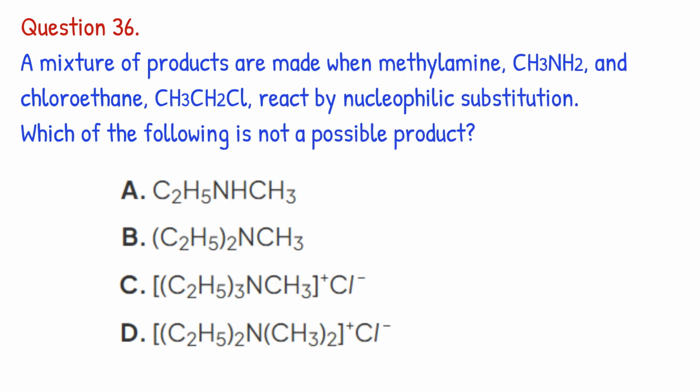Question 36. A mixture of products is made when methylamine and chloroethane react by nucleophilic substitution. Which of the following is not a possible product? The correct answer is D.